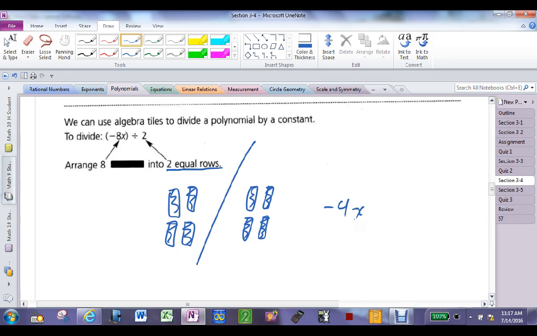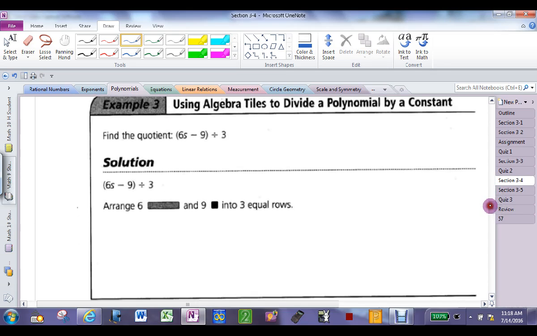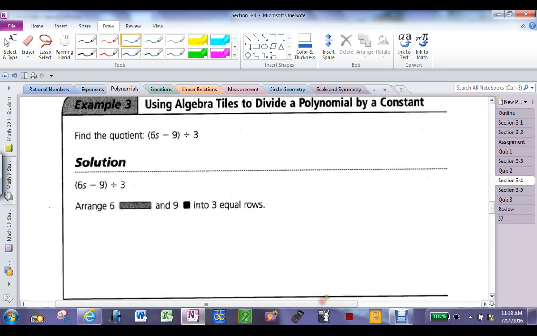Now you guys already know why this works. When we did multiplying, the letters weren't affected by the division, were they? Or by the multiplying. 2 times 4x was 8x. Well, same thing here. Negative 8 divided by 2 was negative 4, and then the letter just comes along for the ride, because there's no letters that are affecting it. Understand?